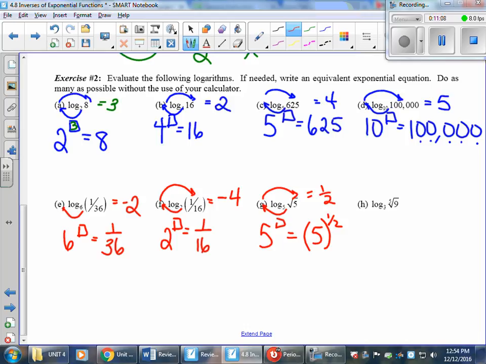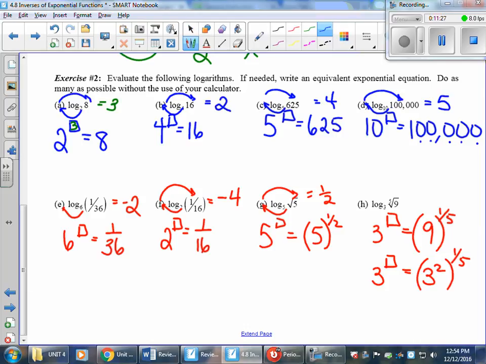And this is going to be 3 raised to the what power is equal to 9 to the 1/5. I'm going to rewrite 9 as base 3 here, right? So this is 3 squared to the 1/5. So I know having the same base, this has to be the same. So the answer here is going to be, I'm sorry, right here, it's going to be 2 over 5.